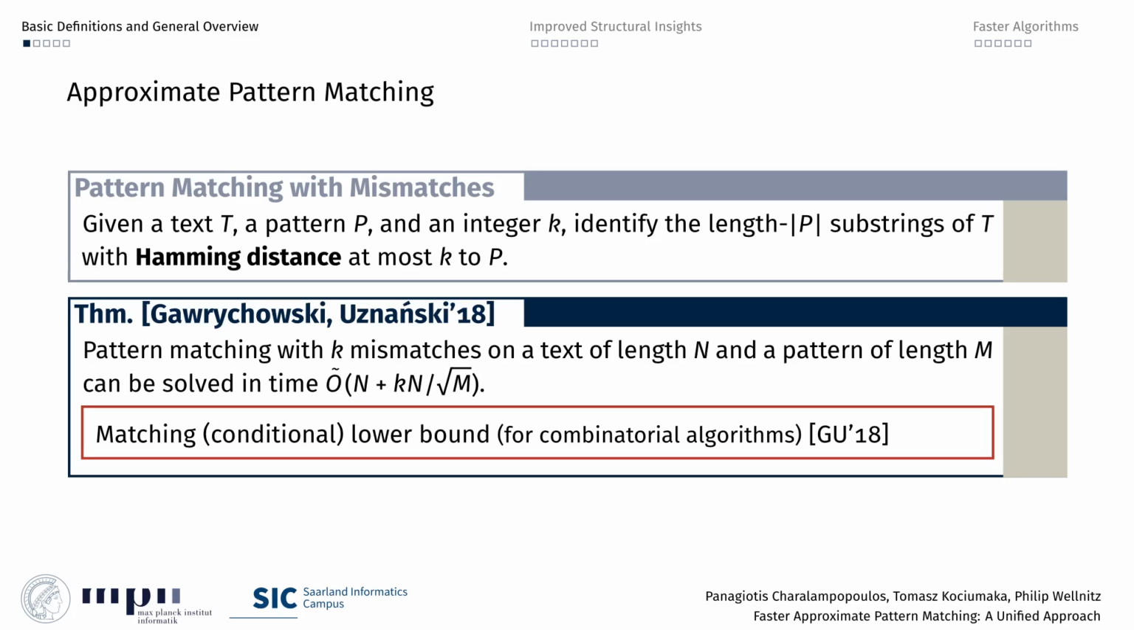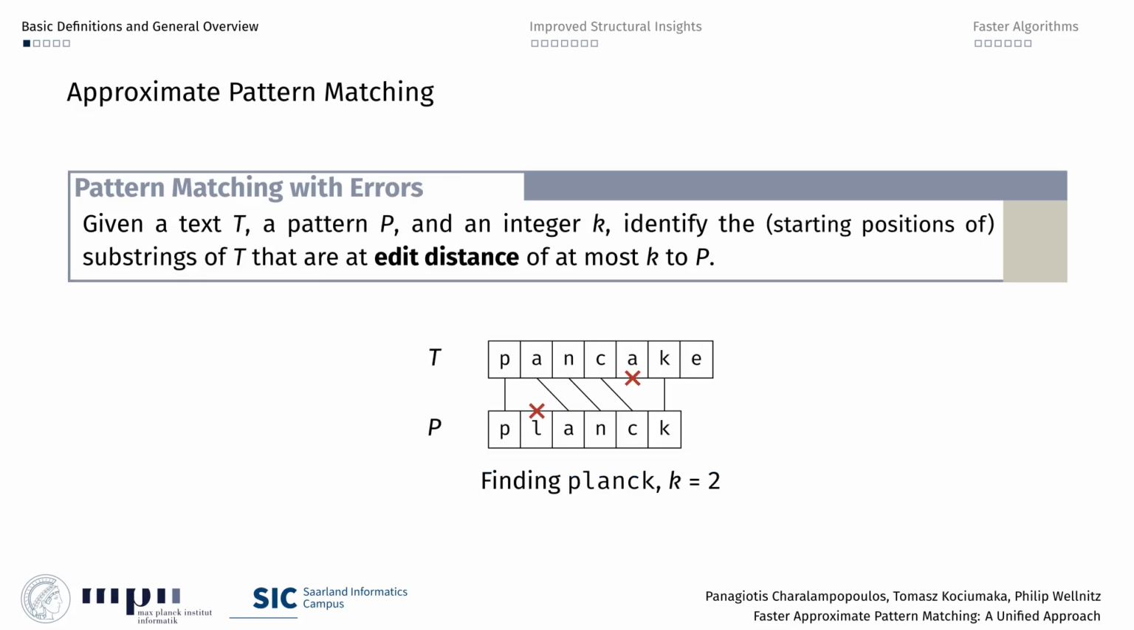However, allowing for only mismatches is rather restrictive. For instance, it doesn't cover the common case of surplus characters. Hence, we also consider the pattern matching with errors problem. Here, we search for substrings of T that are at edit distance at most k from the pattern. Recall that the edit distance between two strings is the minimum number of insertions, deletions, or substitutions of characters required to change one string into the other string. Coming back to our example, if we allow for up to 2 errors, we can also find plunk in pancake.